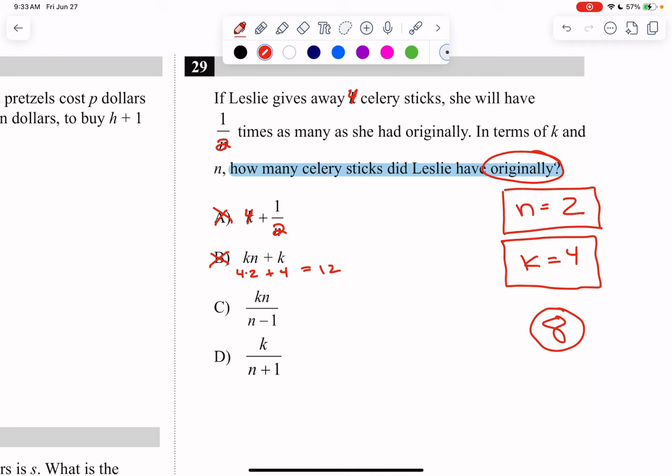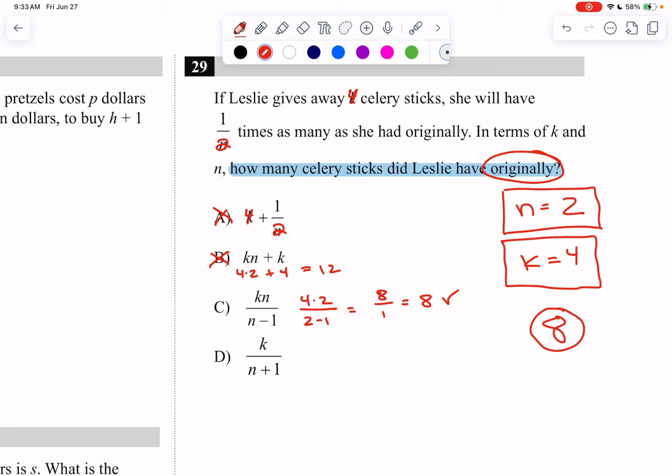This guy here is going to be 4 times 2 in the numerator and 2 minus 1 in the denominator. That's 8 over 1. That's 8. That works. We'll keep that one in. Now you might be thinking to yourself, Donna, do I have to try that last one if I know that it's C? And the answer is yes, absolutely yes.